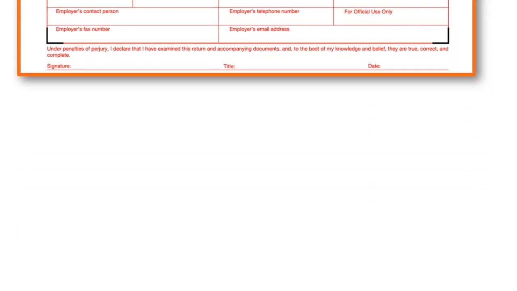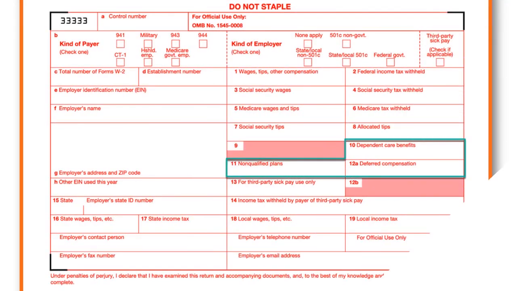So box 10, you have dependent care benefits. So you want to enter the total from box 10 of your W-2 forms. Box 11, non-qualified plans. Here you want to enter the total reported in box 11 of your W-2s submitted. And box 12A, here you want to enter the total of all amounts reported using codes D through H, S, Y, AA, BB, and EE in box 12 of form W-2.